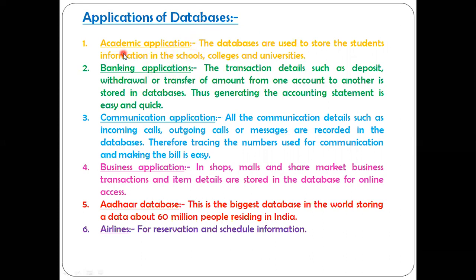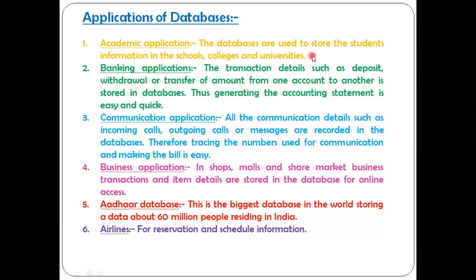The first example we have taken is academic application. Academic application means that which is related to a school, college or university. Have a look at this. Databases are used to store the students' information in schools, colleges, as well as universities.